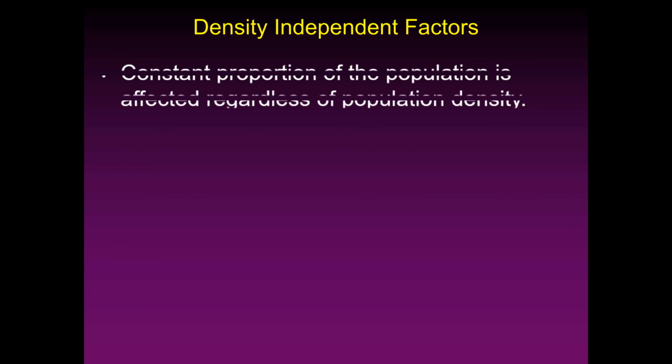Density independent factors. So these are things that regulate populations. So a constant proportion of the population is affected regardless of population density. So these are things where if you add more people to it, it doesn't matter because that proportion is going to be affected.